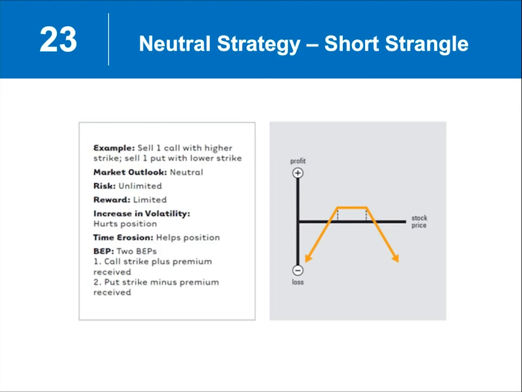Here, if the stock stays between just the strike prices, we can make the entire premium. So we have a greater chance of making more of our premium than we have with the short straddle. Again, an increase in volatility will hurt this position. We want a decrease in volatility. We're looking for the stock to stay where it is or for volatility to decrease. If volatility decreases, hopefully the prices will be less than what we sold them for, and we'll be able to buy back our strangle and make money.